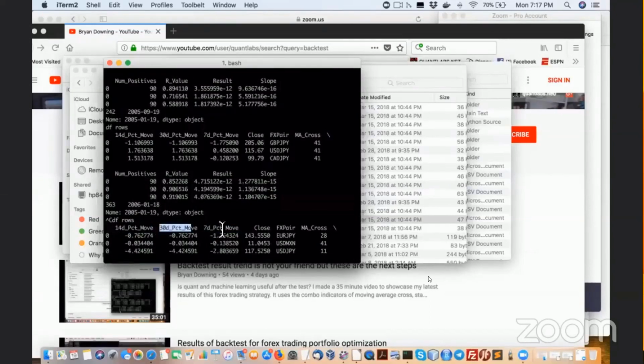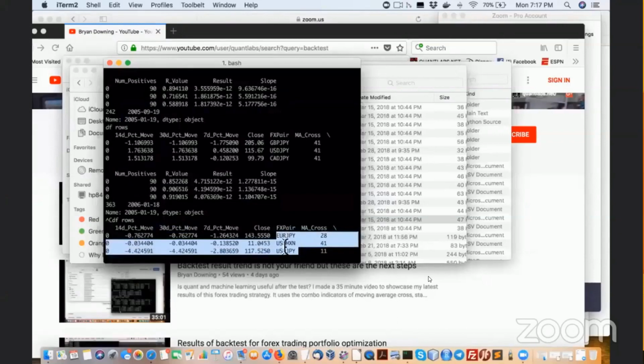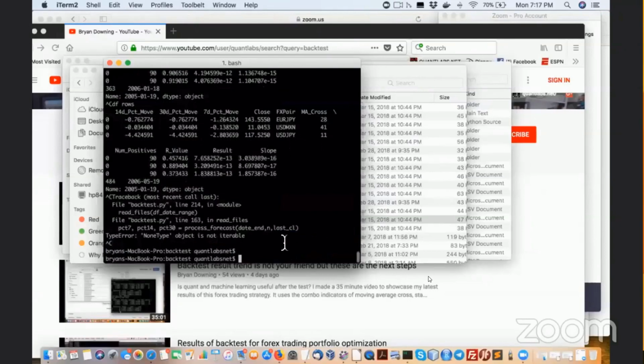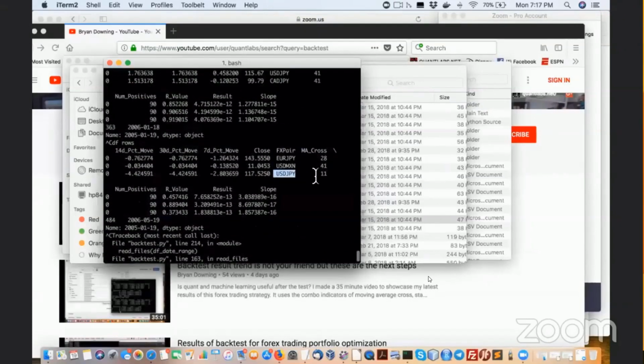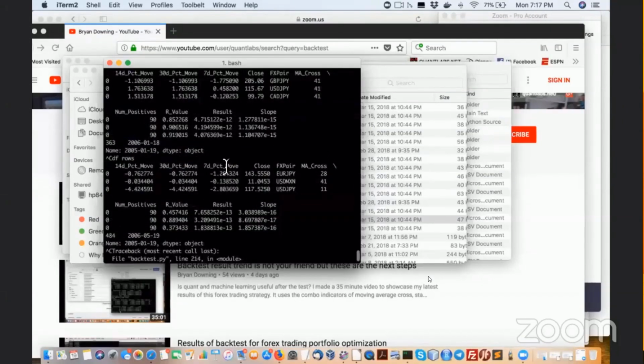This is my whole point: here are the pairs that it picked: Euro, Japanese yen, US dollar, Mexican peso, and the Japanese yen. These are all the indicators that I chose: the moving average crosses, the number of positive returns for that time period, and the R value and the slope. So it picked those 3 that it thinks are the best, with the highest probability of getting a decent return.